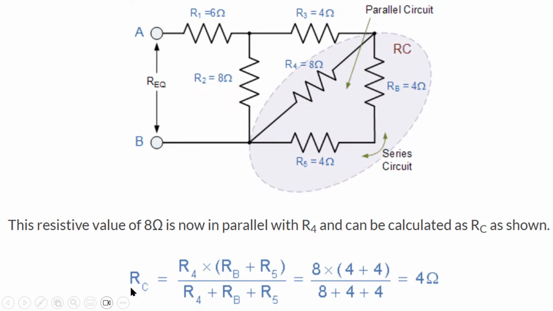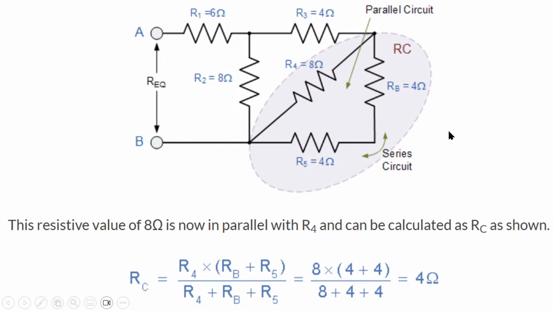By the time you do that, you have RC equal to R4 times (RB plus R5) divided by R4 plus RB plus R5, which is equal to 8 times (4 plus 4) divided by 8 plus 4 plus 4, which is the same thing as saying product over sum. So by the time we do that, we are going to have 4 ohms as our equivalent resistance.